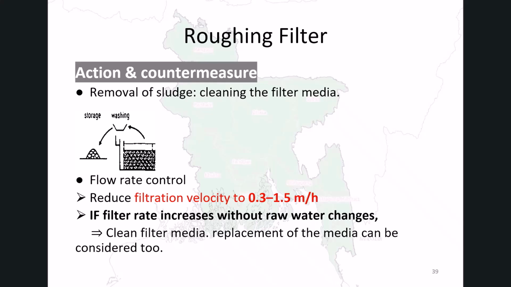The filtration velocity should be reduced to 0.3 to 1.5 meters per hour. If the velocity increases even though raw water quality has not changed, it often indicates that the filter media condition has improved after cleaning, or conversely, that clogging is occurring if the flow rate drops. If performance does not recover despite cleaning, media replacement may be necessary.